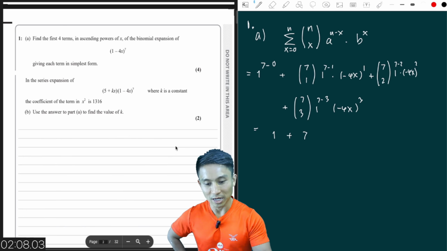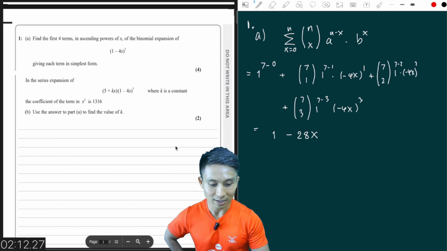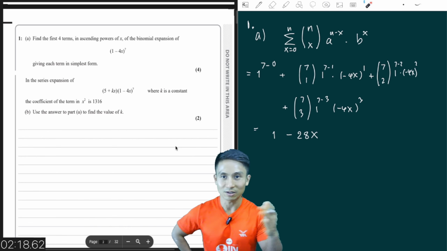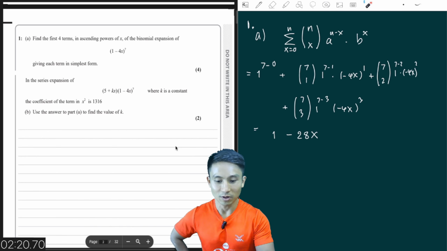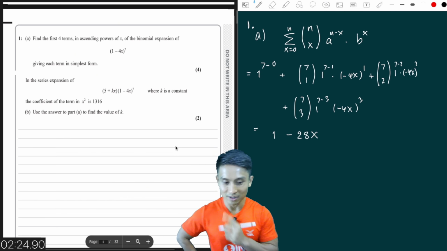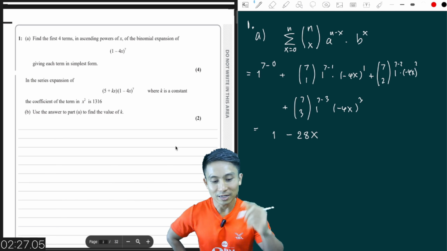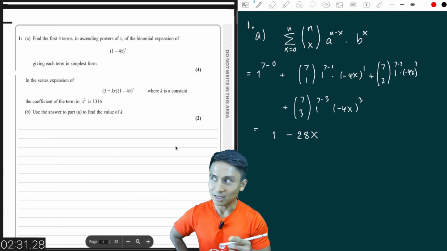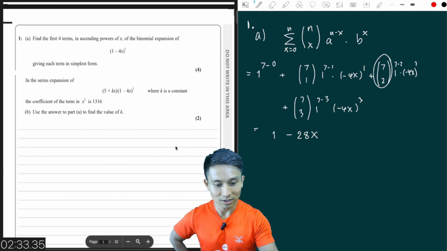So minus 4 times 7 is minus 28 here. So we get minus 28x, right? The second one, 7C2, you can plug that in the calculator. So basically just 7 times 6 divided by 2. Well, I forgot to, no, I didn't forget anything. That's right. 7C2 means 7 times 6 divided by 2. So that is 21. 21 for this.